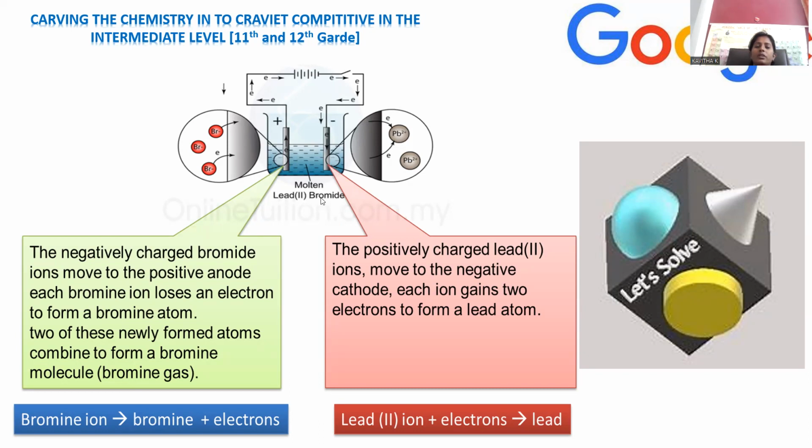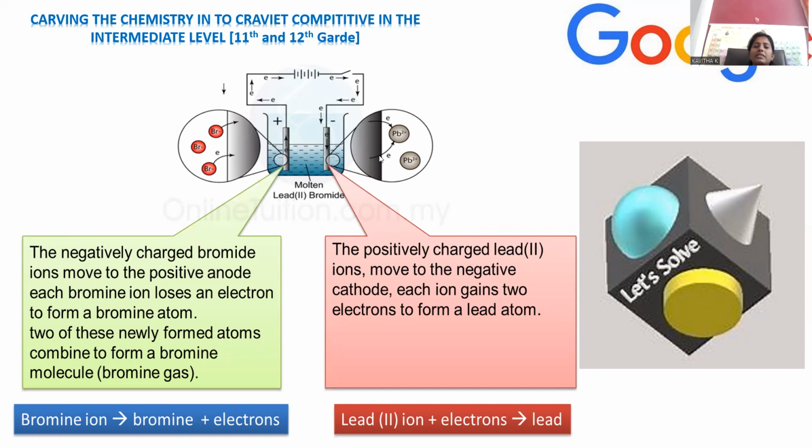Lead bromide under molten conditions, the liquid melted form you're taking, so there is a possibility that lead Pb2+ will be ionized and bromide ions Br- will be formed. This is a kind of ionization process in the aqueous or molten condition. Whenever electricity is supplied, bromide has a susceptibility to release electrons to the positively charged electrode, and Pb2+ has a natural tendency to accept electrons. Two electrons will be accepted.